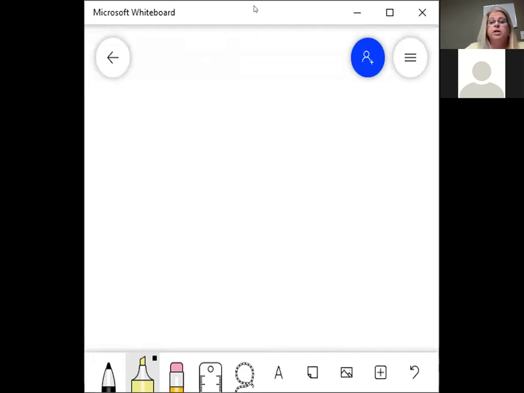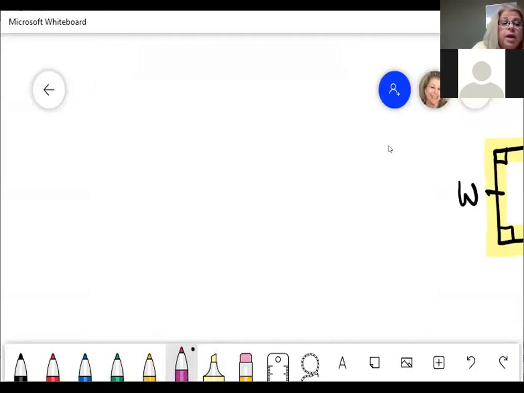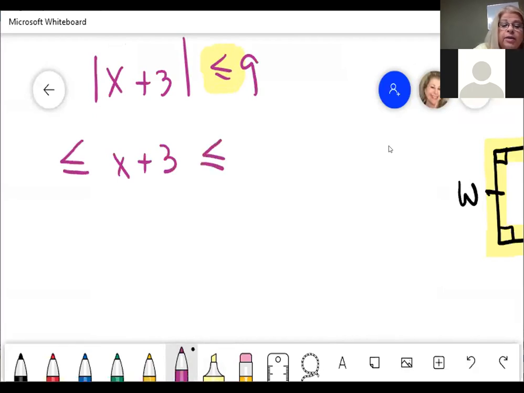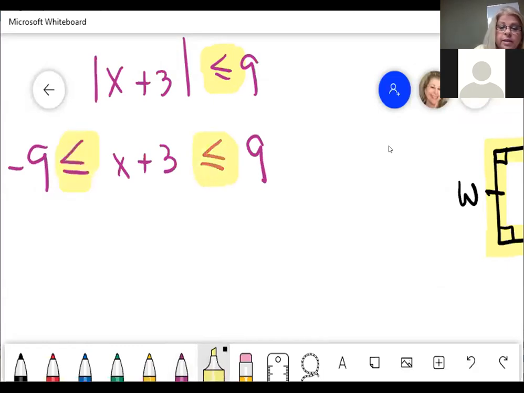All right, first thing you're gonna have to do is solve the absolute value of x plus 3 being less than or equal to 9. Now remember, for the less than or equal to, that's going to be an in-betweeny. So the x plus 3 is going to be in between the 9 and a negative 9. Because here's the less than or equal to's.